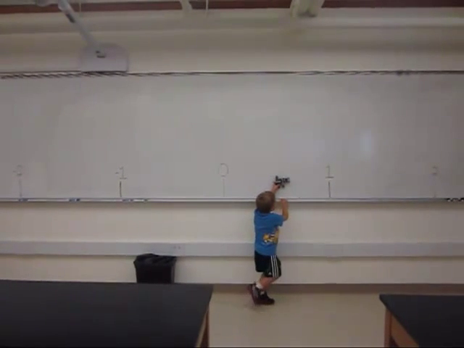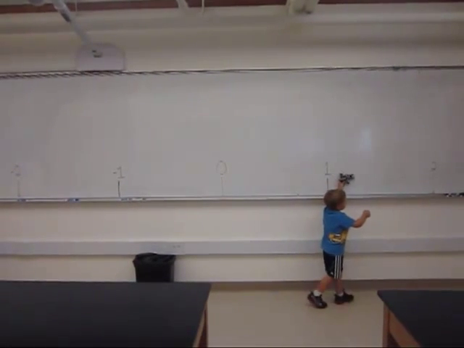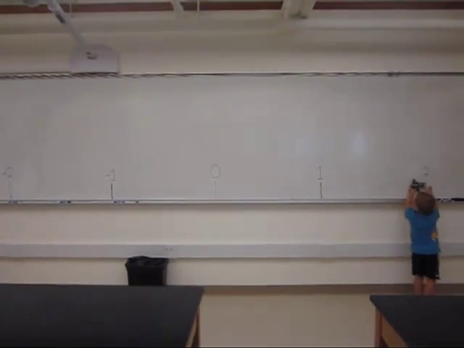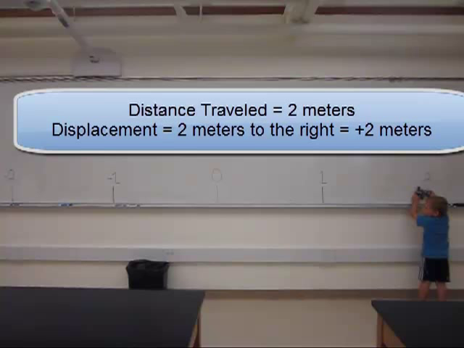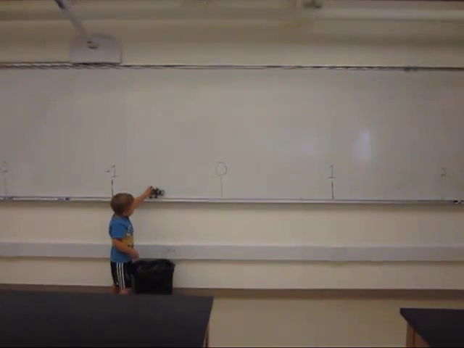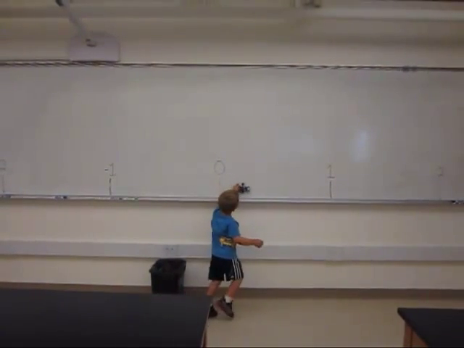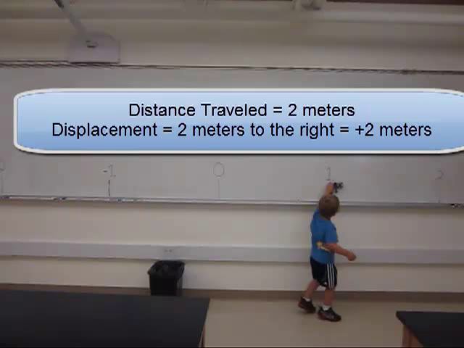So here is my son Caleb. He started at position 0 and he is moving to position 2. His distance traveled was 2 meters, however his displacement was 2 meters to the right. Now here he is again going from -1 to +1. Again, same situation, distance traveled was 2 meters, his displacement was 2 meters to the right.